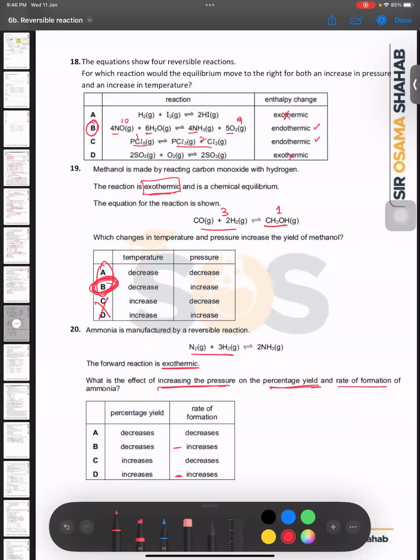And what about the yield? If you talk about number of moles, over here the number of moles is 2 and over here the number of moles is 4. So if you increase the pressure, it will shift the equilibrium towards the lesser number of moles. So definitely yield is also going to be increased. So the right answer would be D. Is that right, every one of you? Yes, sir.